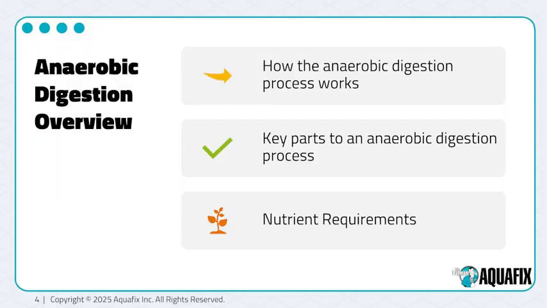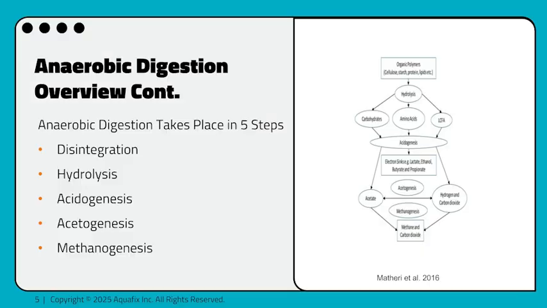So here's an overview of what we're going to be going through on digesters, starting with how the process works, key parts to the anaerobic digestion process, and then we're going to talk about nutrient requirements, which are heavily tied into enzymes in anaerobic digestion. Anaerobic digestion takes place in 5 steps. It starts with disintegration, then it moves on to hydrolysis, acidogenesis, acetogenesis, and methanogenesis.